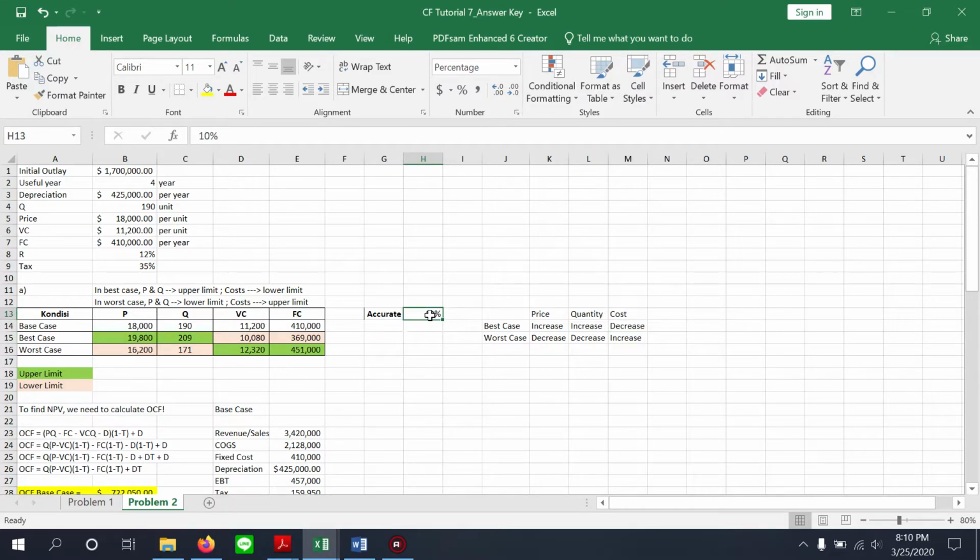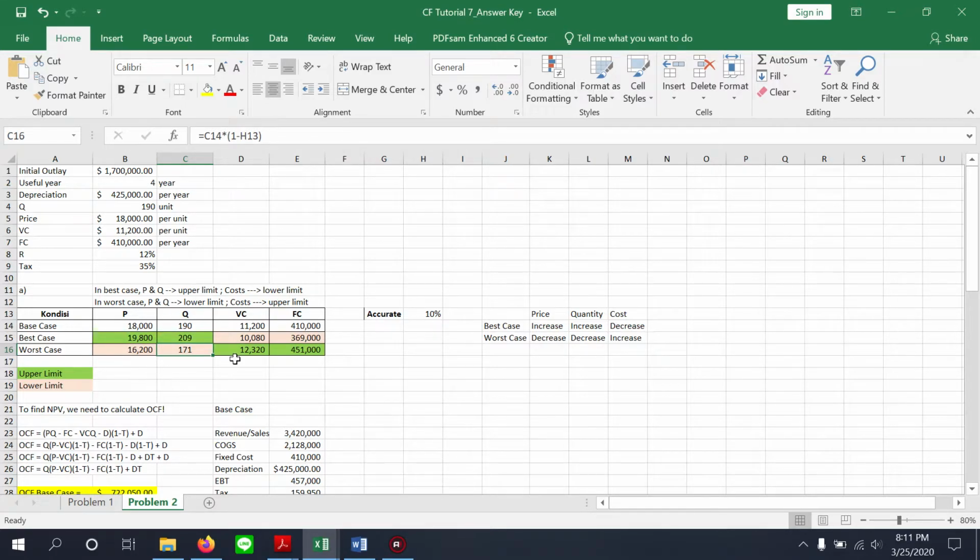So basically, in this case, it is 10%. So you have a best case. In the best case, you have 18,000. However, in the best case, you will have an additional 10%. So basically, your price will be 10% higher, your quantity will be 10% more, and your cost will be reduced by 10%. In the worst case, your price will be reduced by 10%, and your quantities will also be reduced by 10% from the base case.